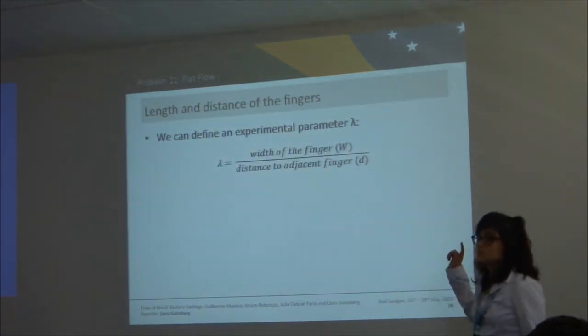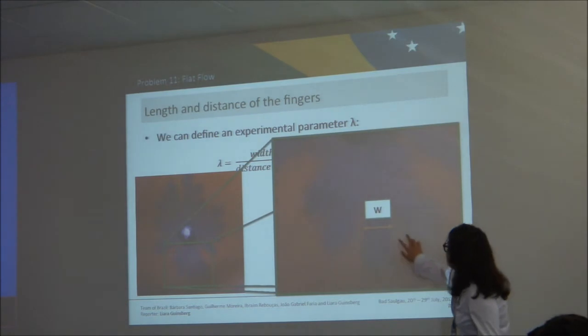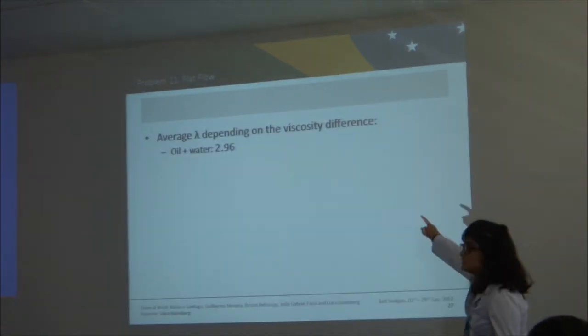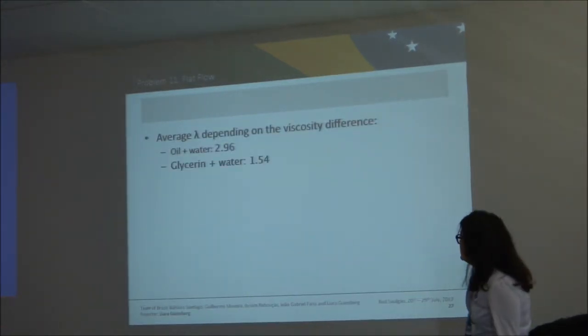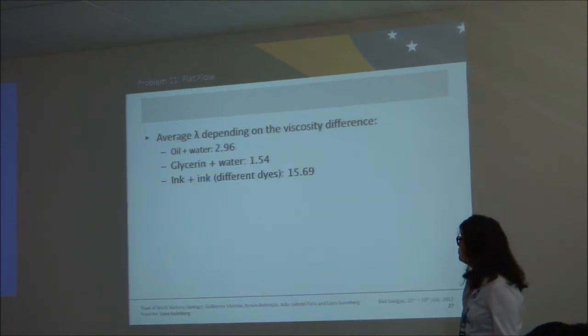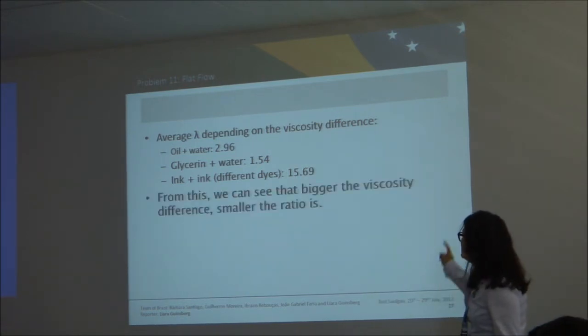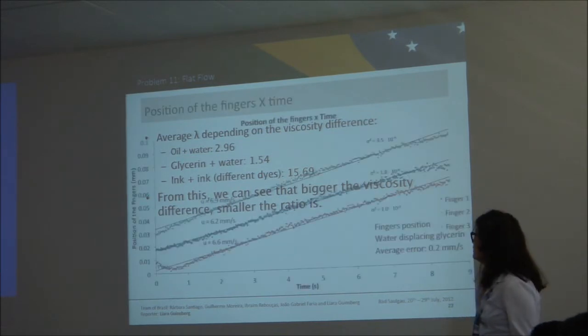We can define an experimental parameter, lambda, as the width of a finger divided by the distance to the adjacent finger. The average lambda was, with oil and water, 2.96, glycerin and water, 1.54, and ink with different dyes, 15.69. From this, we can see that the bigger the velocity and the viscosity difference, the smaller this ratio is.